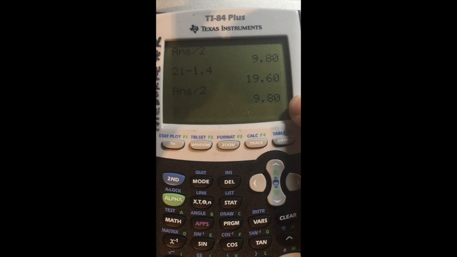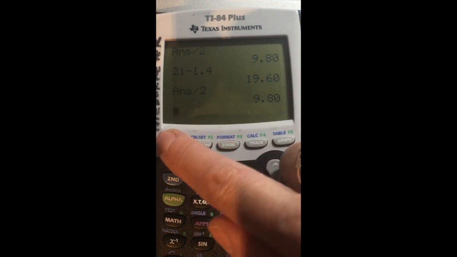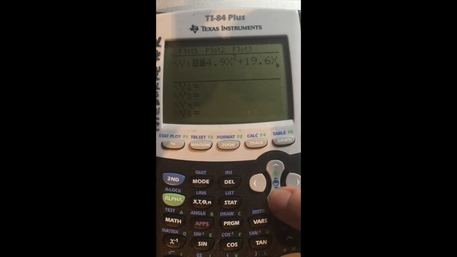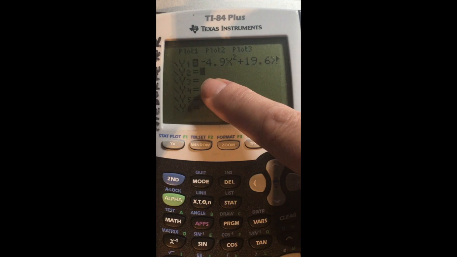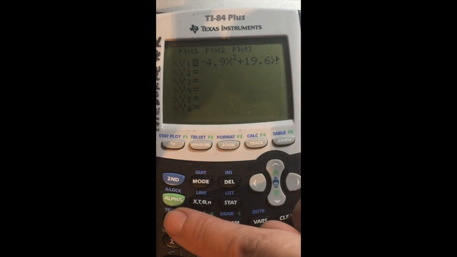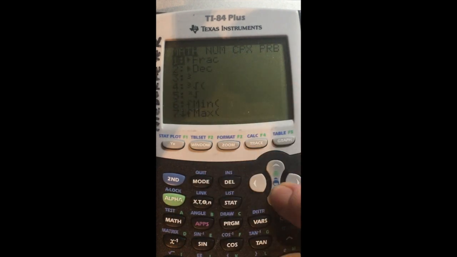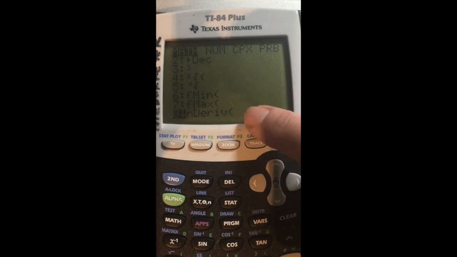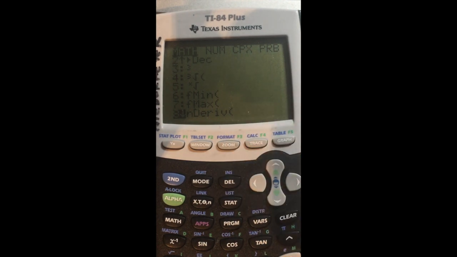Now, part C asks for the instantaneous rate of change at t equal to 1, 2, and 3 seconds. So then I need the gradient function. I'm simply going to put in the equation as y2. First of all, I'm going to press math, that's this one here, and then I'm going to go down to number 8, which is the nth derivative, and I'm going to press enter.